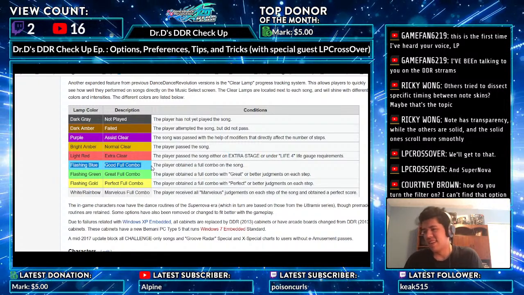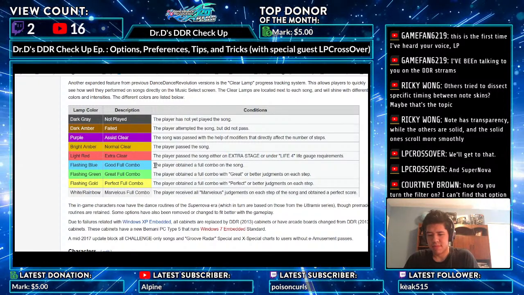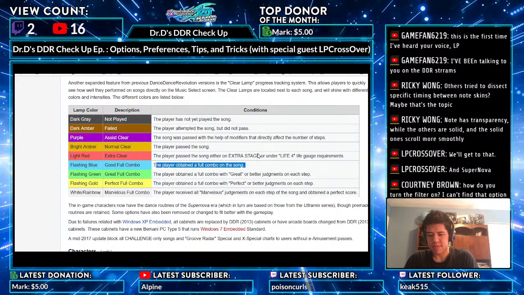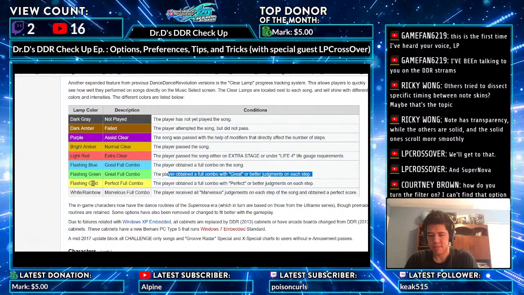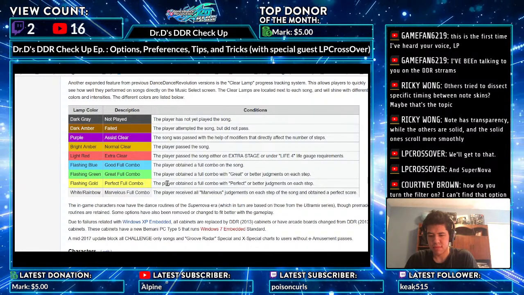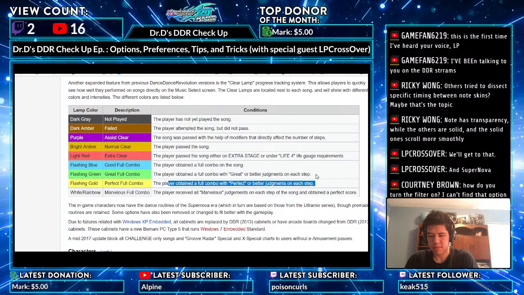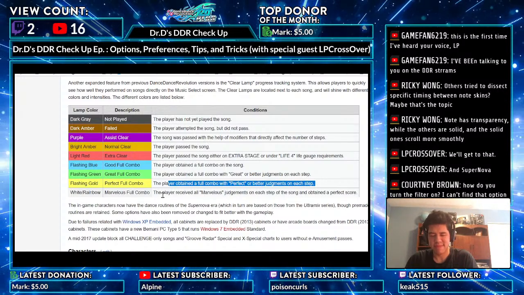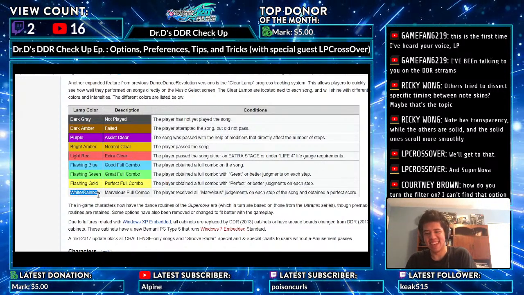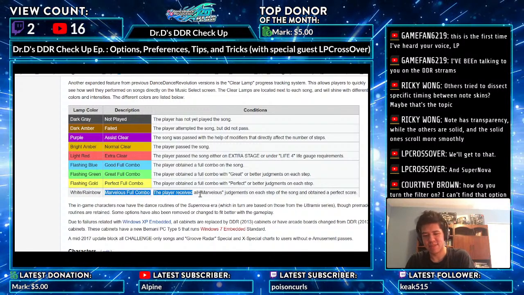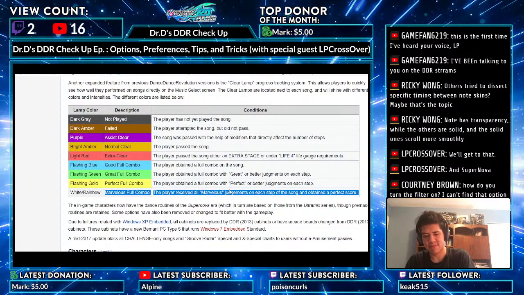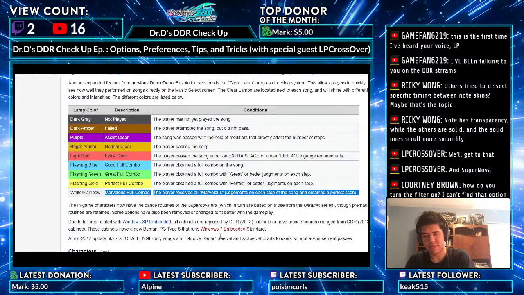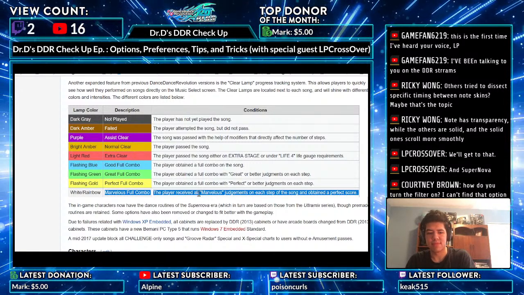Blue's very simple. That's the full combo with at least goods or higher. Green is full combo with greats or higher. Yellow is full combo with perfects or higher, so perfects and marvelous, and then the ever so elusive white or rainbow, which is a marvelous full combo with all marvelous on the song. So yeah, those are the different lamps that you can get in DDR.